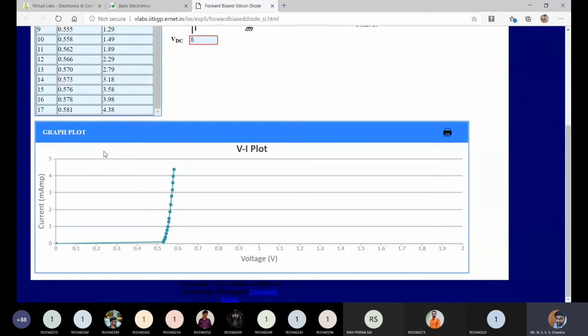On plotting, you can see that initially the current is very small until around 0.53 or so. Once after 0.53, your current is rising in an exponential manner. If you further increase, you may see a sudden rise in current. This, for 1N4007, is the forward bias characteristics. Similarly, I'll check it for the reverse bias circuit.